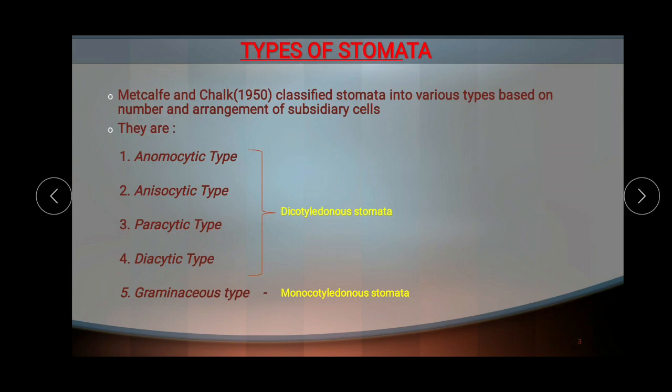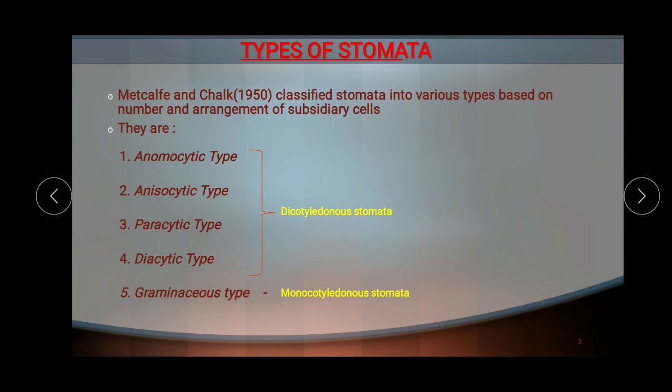Now moving to the types of stomata. In your FYBSc, you have studied two types of stomata, that is monocotyledonous stomata and dicotyledonous stomata. But in your TYBSc syllabus, a more detailed classification of stomata is given, and this is according to Metcalfe and Chalk. In 1950, they classified stomata into the following types based on the number and arrangement of the subsidiary cells in respect to the guard cells.